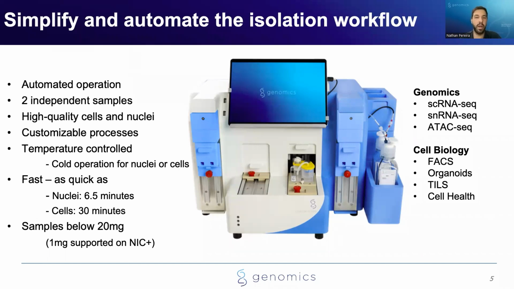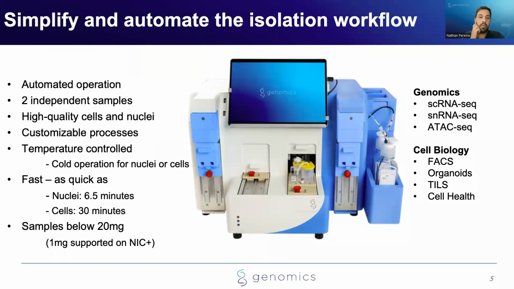It's fast as well. Nuclei on the S200 is about 6 to 7 minutes. There's a variety of different protocols that can be longer, for more robust and more lysis. And cells can be as quick as 25 to 30 minutes, with some being a little bit longer as well. Skin, some more difficult to dissociate sample types can be up to an hour.